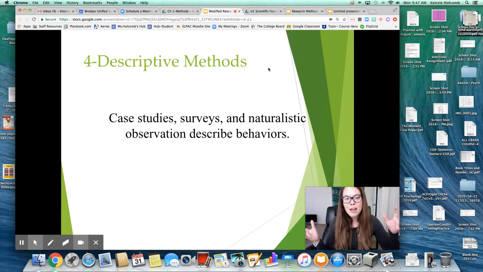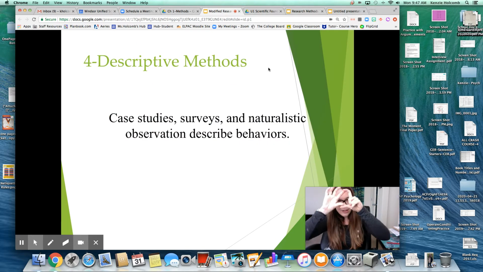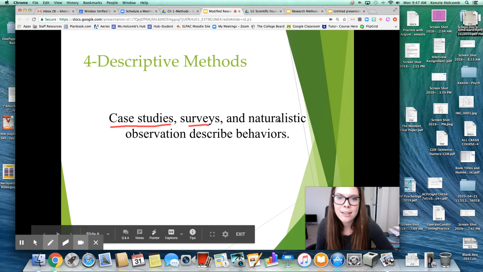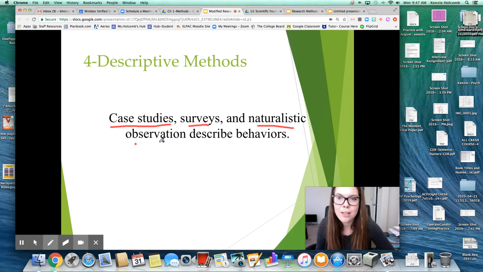Okay, so now in your notes, you can make a little title saying Descriptive Methods, and we are going to go over case studies, surveys, and naturalistic observations, okay? And they all have different parameters, and these are 3 other ways of finding data and not just experimentation. These are not experiments, these are other options of finding data, okay? So this is not an experiment.